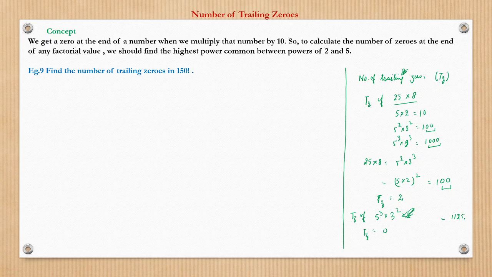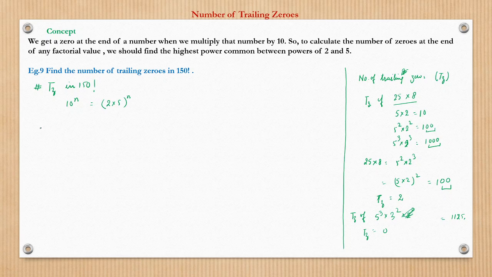So now if we have to find the number of trailing zeros in 150 factorial, what should we find out? We should find out the power of 10, that is nothing but 2 into 5 raised to power n. That will only give me the number of zeros at the end.